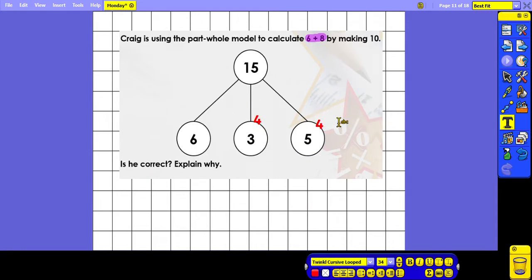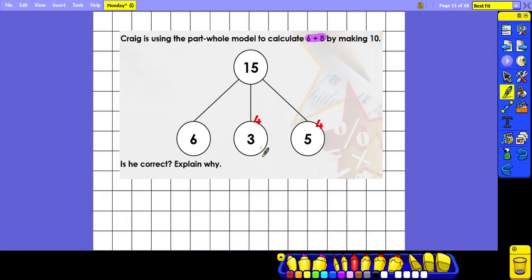And we know that because 6 and 4 add together to make 10. And then by making 10, we would have just had to add the other 4. And the 10 add the 4 would be 14. So he's actually got the wrong answer here.